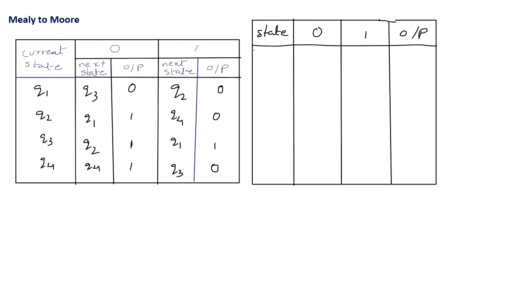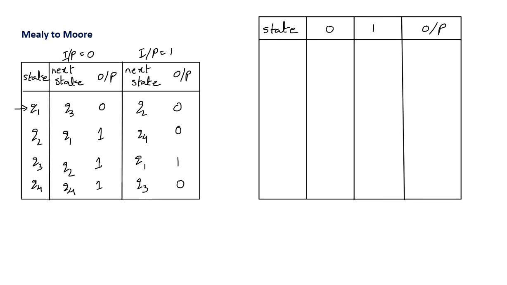Hi everyone, this session is about conversion of Mealy machine to Moore machine. We will see with an example how to convert a Mealy machine to Moore machine. In the given Mealy machine, there are 4 states. Those are Q1, Q2, Q3, Q4 and Q1 is the starting state.